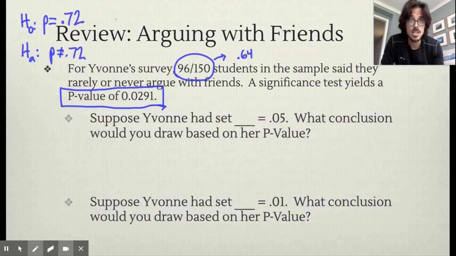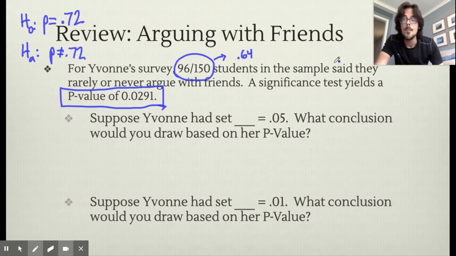The probability of getting a 0.64 or more extreme. So now I have to say more extreme in this one, because it's not a greater than or less than. So getting a 0.64 or even crazier than a 0.64 has a probability of happening of about 2.9%. In other words, there's about a 2.9% chance of getting something as rare or as crazy as a 64%, assuming the answer is actually 72.